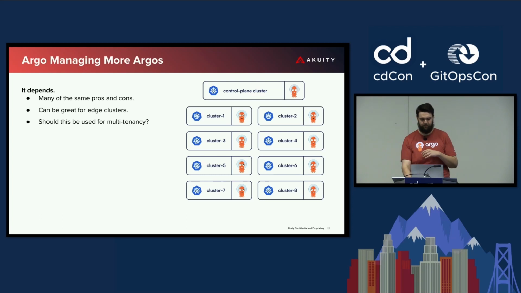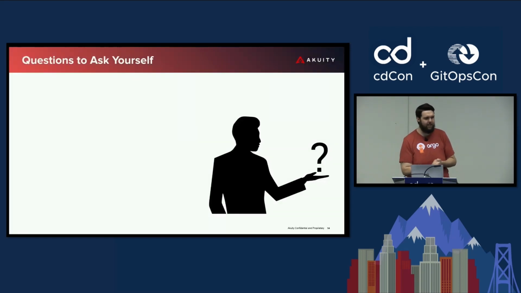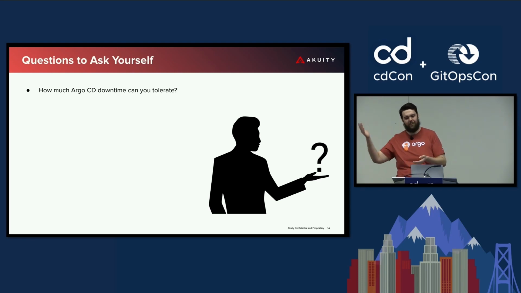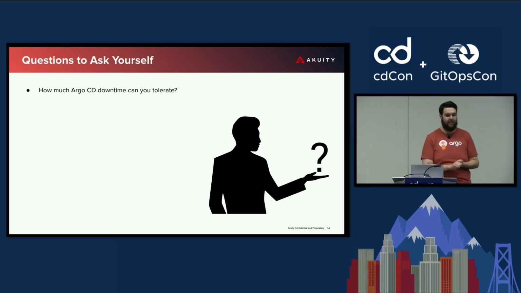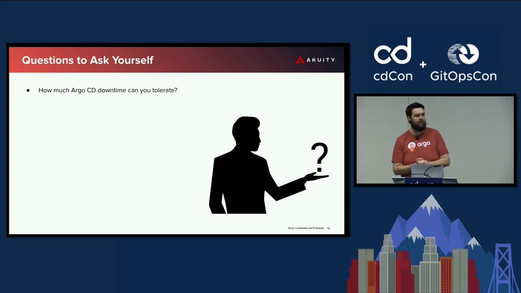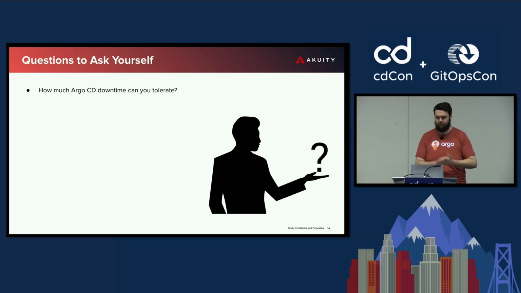So as a part of this, I'm going to leave you with some questions to ask yourself. Like, what is the meaning of life? Or, how much Argo CD downtime can you tolerate? Is it okay if Argo CD is gone for 3 hours while your platform team is attempting to bring the management cluster back up? Or is that going to cost millions of dollars because you can't do a new deployment and you've missed some sort of deadline and contract that you have with another provider and that breaks an SLO?